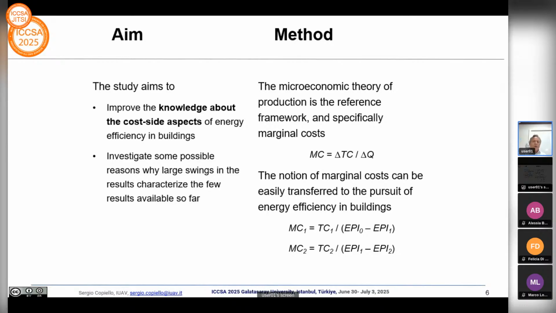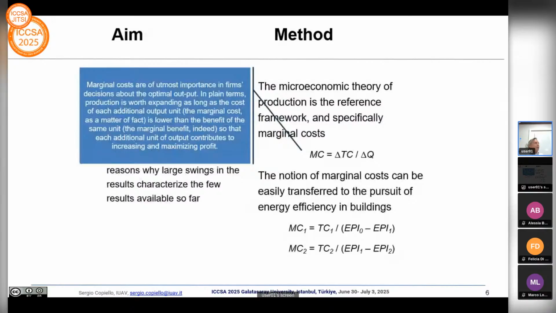So we went on with the estimation of the marginal cost. Marginal cost is a fundamental part of the microeconomic theory, especially when it comes to the identification of the optimal firm behavior and choice.